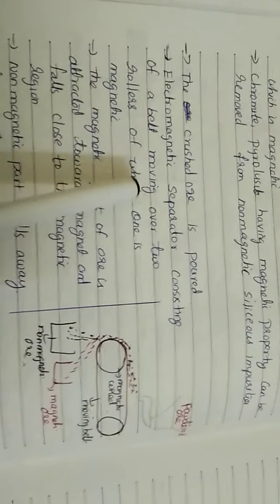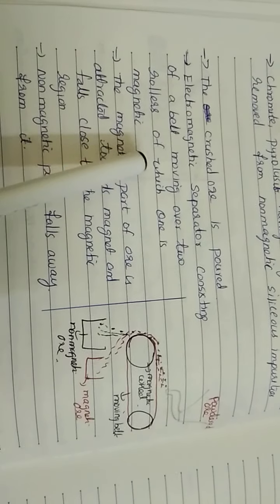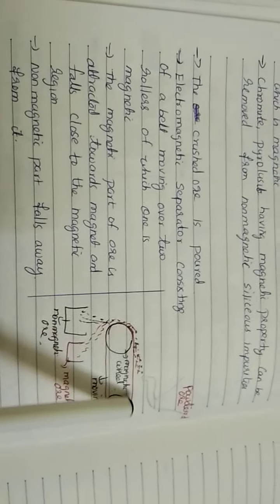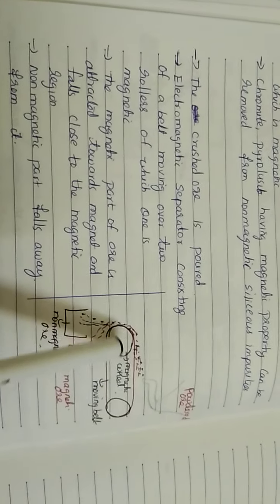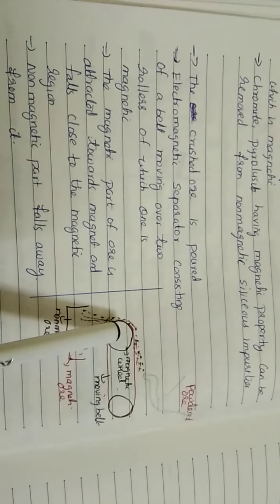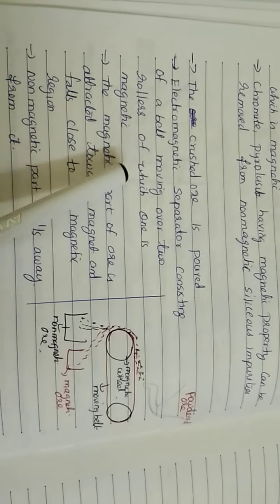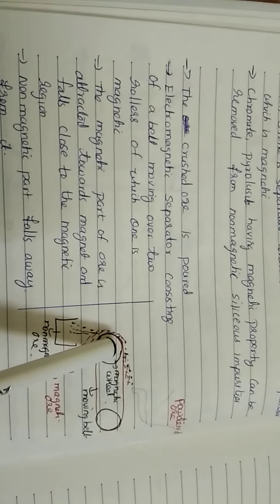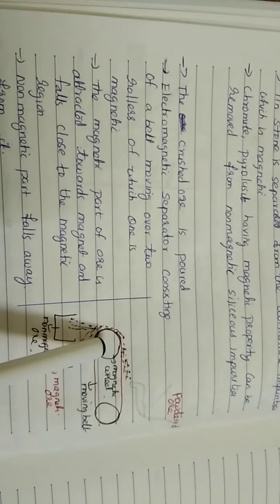Then the next one: the crushed ore is poured onto an electromagnetic separator consisting of a belt moving over two rollers, of which one is magnetic. This is the electromagnetic separator consisting of two rollers. One wheel is a magnetic wheel.